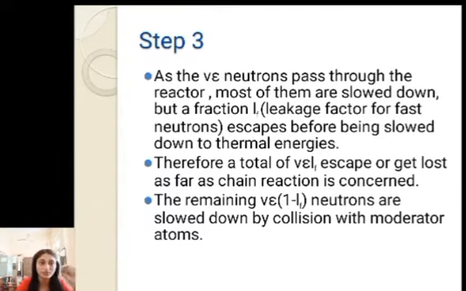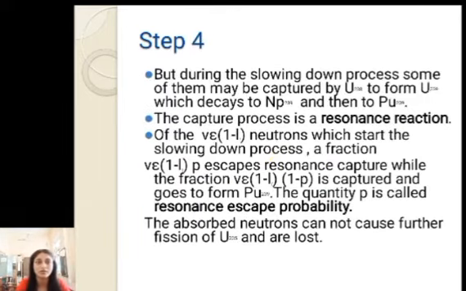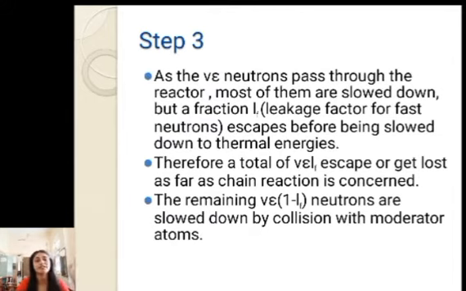Therefore, a total of nu epsilon LF escape. Earlier we had nu epsilon, and LF is the leakage factor for fast neutrons. So nu epsilon into LF escape or get lost as far as chain reaction is concerned. And what will be the remaining? Because LF stands for probability, if LF fraction of neutrons escape, we will have 1 minus LF remaining. So that is how the probability works. So the remaining nu epsilon (1 minus LF) neutrons are slowed down by collision with moderator atoms.